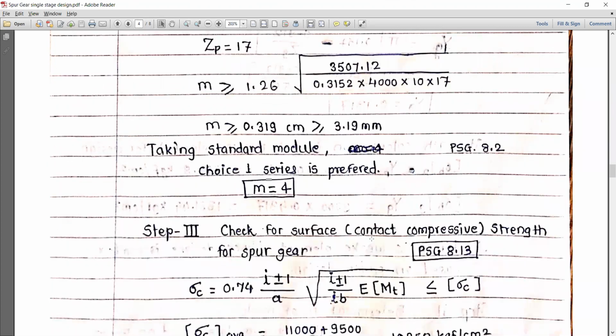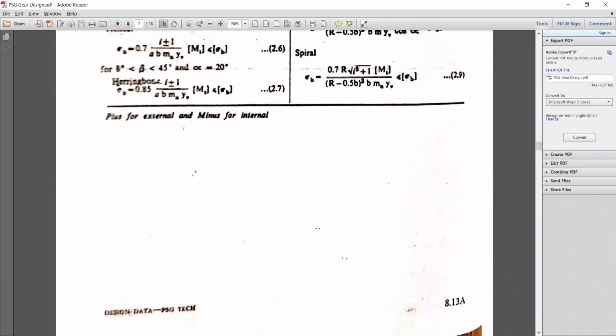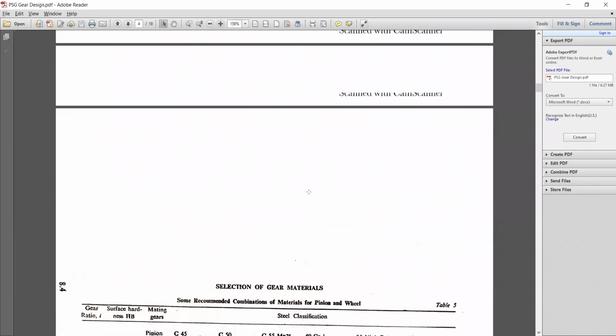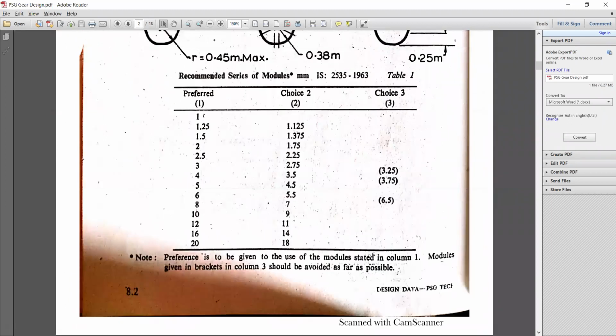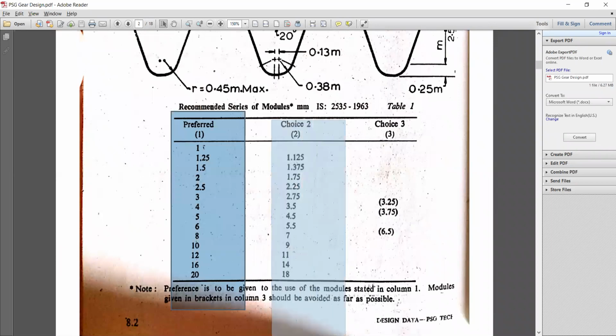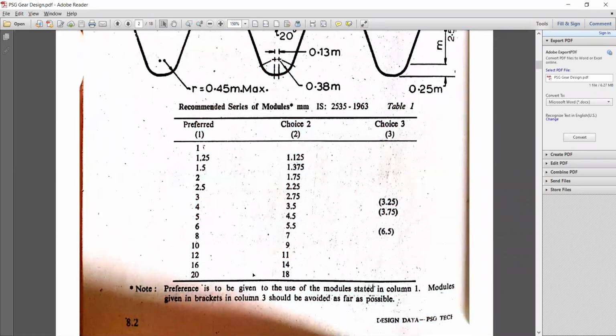Now we need to find out the standard module. Refer PSG page number 8.2, where the standard series or preferred choice series is available. Okay, this one, table number 1. In preferred series 1, 2, and 3. Okay, refer preferred series number 1 because it's general. ठीक है, आपको थोड़ा सा अगर high quality का चाहिए then go for choice number 2, and if it is too much high quality then go for choice number 3.